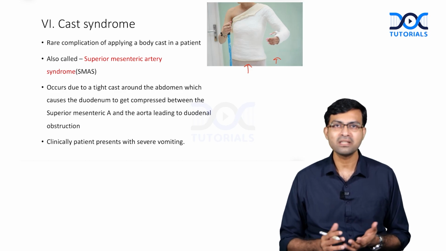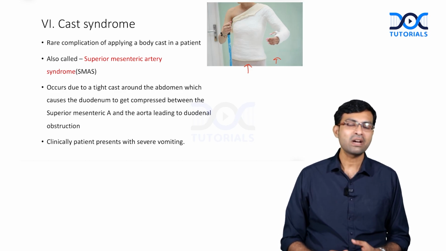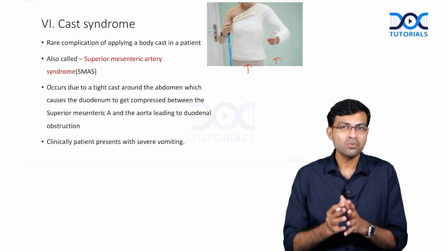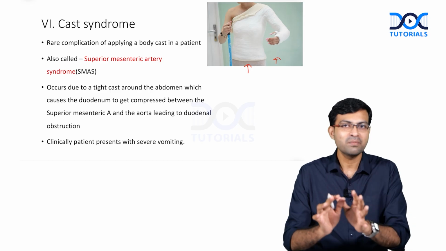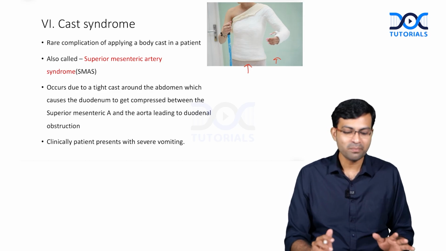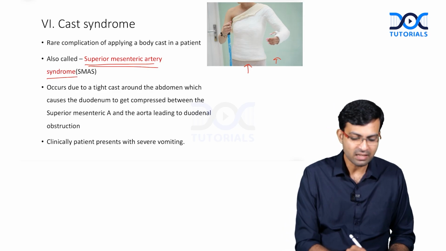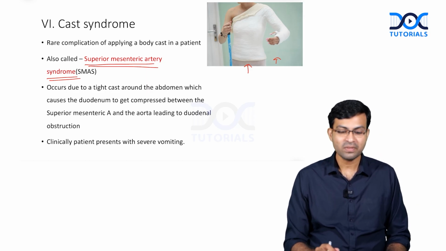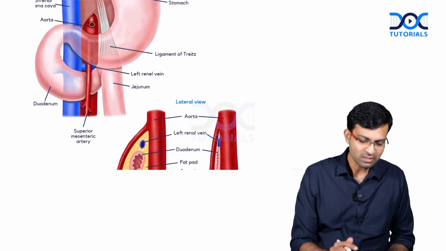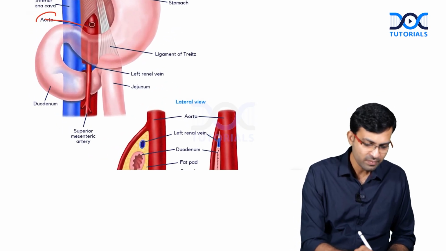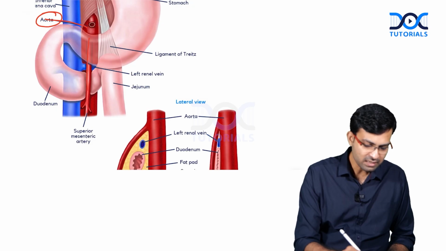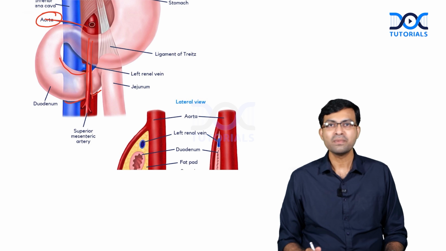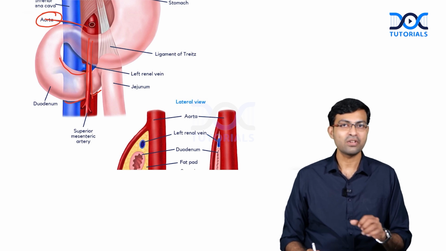Why abdominal pain and vomiting? What does it have to do with the cast? See, because there is a cast around the body, maybe the cast was too tight. It will compress the abdomen. And when the abdomen gets compressed, it will compress the superior mesenteric artery. Remember, the superior mesenteric artery is a branch of the aorta, and the anatomy is something like this. You have the aorta here, and the superior mesenteric artery arising like this, and the third part of the duodenum going between the superior mesenteric artery and the aorta, isn't it?